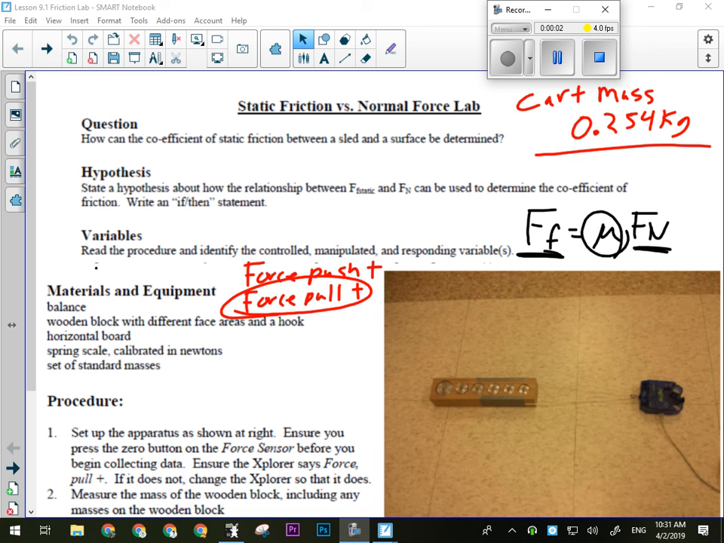So the lab we're doing today is just to investigate the relationship between static friction and normal force. Those two forces. We're also going to use that relationship to determine mathematically the coefficient of friction between our friction sleds and the floor. So these are our friction sleds.